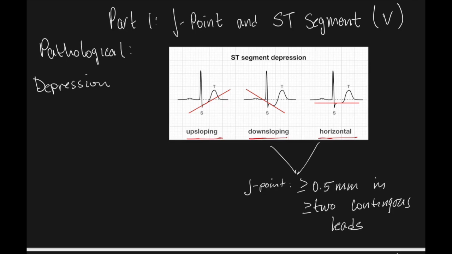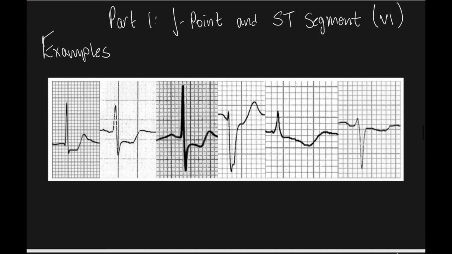So if we see depression and it looks like it slopes down or it's horizontal, the first thing we need to ask ourselves is: is this elsewhere? Do we see it in any other leads? And if we do, does it measure greater than 0.5 millimeters? And if the answer is yes, then we have a pathological finding that we need to investigate further. And so let's have a look at some examples.